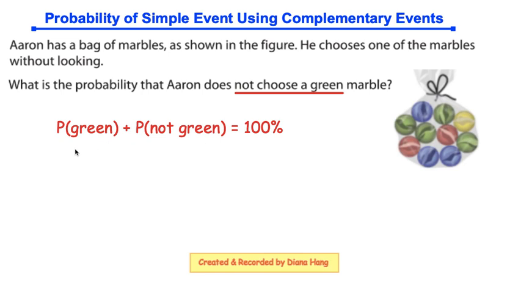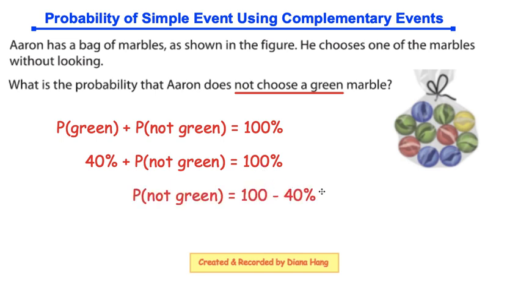So the probability of green, if you take a look here, 1, 2, 3, 4 green marbles, that's 40%, because in total we have 1, 2, 3, 4, 5, 6, 7, 8, 9, 10. So 4 out of 10 would give us 40% for green. And I'm going to leave the probability of not green as written like this, and the sum will be equal to 100. So if I solve a simple one-step equation, I'll be subtracting 40 from this equation, and therefore the probability of not green would be 60%.